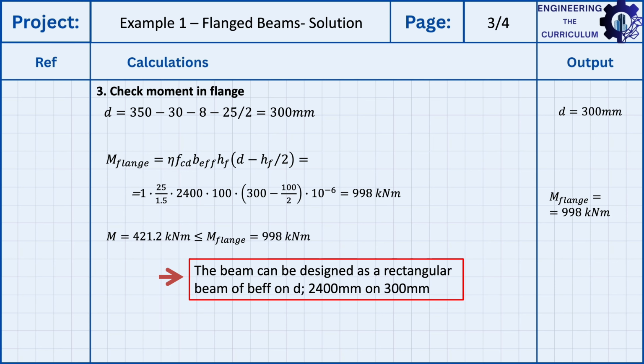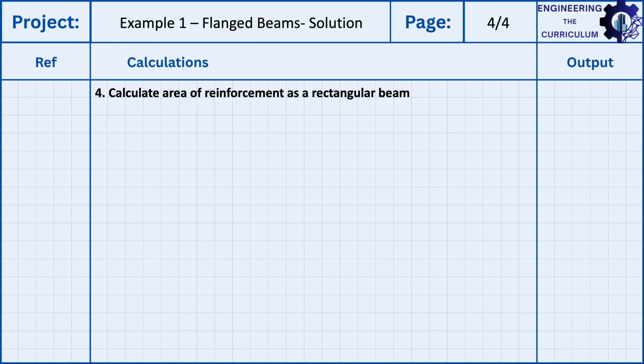And in this case, we can then design the beam as a rectangular beam of B effective on D, or 2,400 millimeters on 300 millimeters. And now we can finally calculate the area of reinforcement as a rectangular beam. So first we calculate K. This is exactly the same as in a singly reinforced beam, only here we've got B effective instead of the width of the beam or the width of the web.